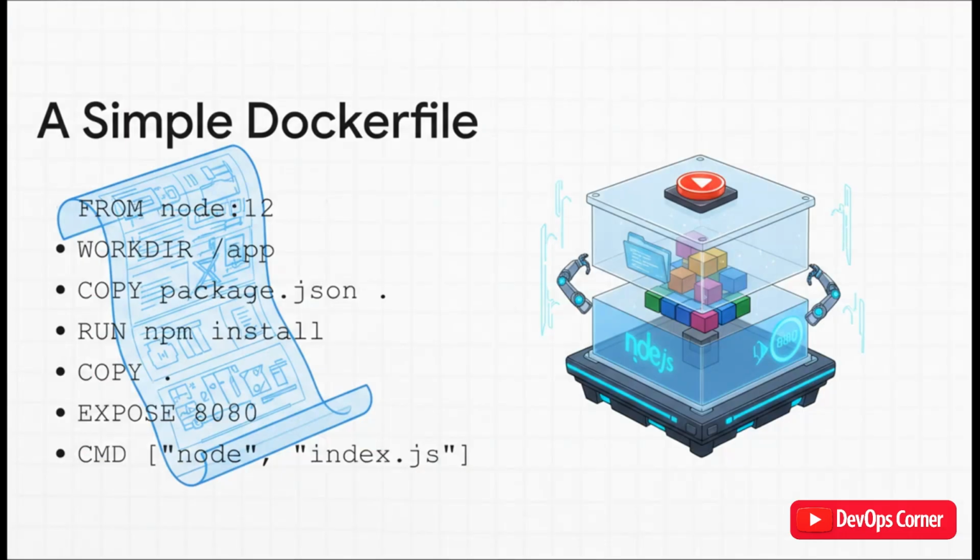So here's our blueprint in action. This is a pretty standard Dockerfile for a Node.js app. First, we start from an official Node image. We set a working directory inside the container. Then we copy our package file and run npm install.